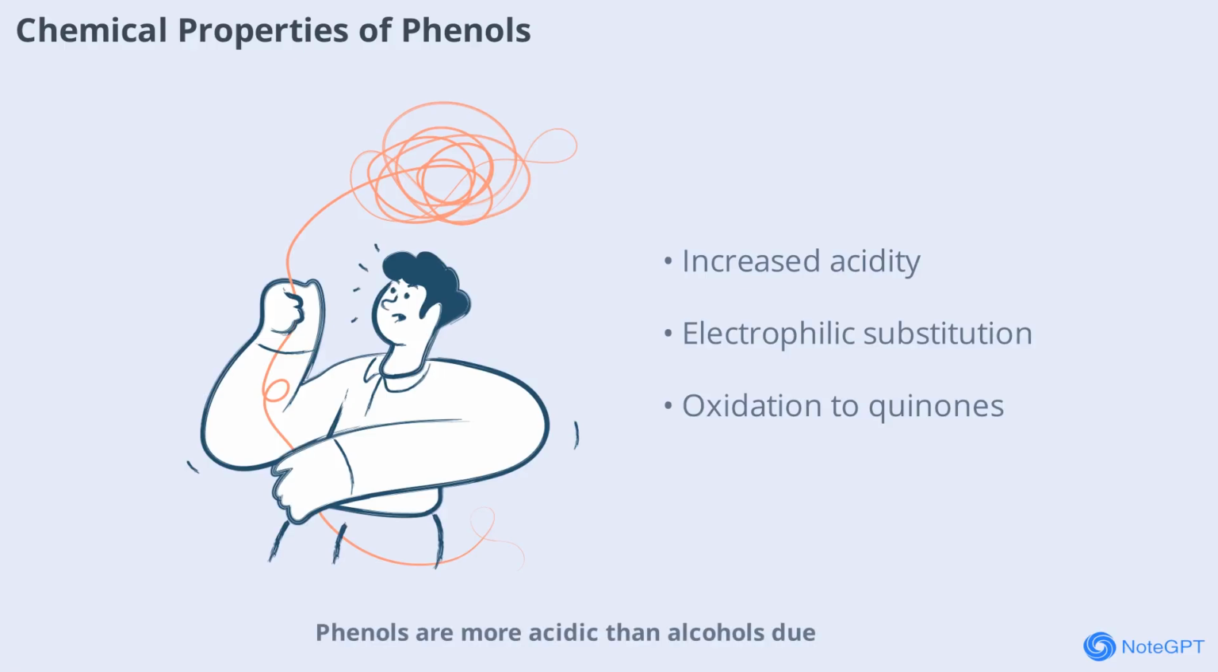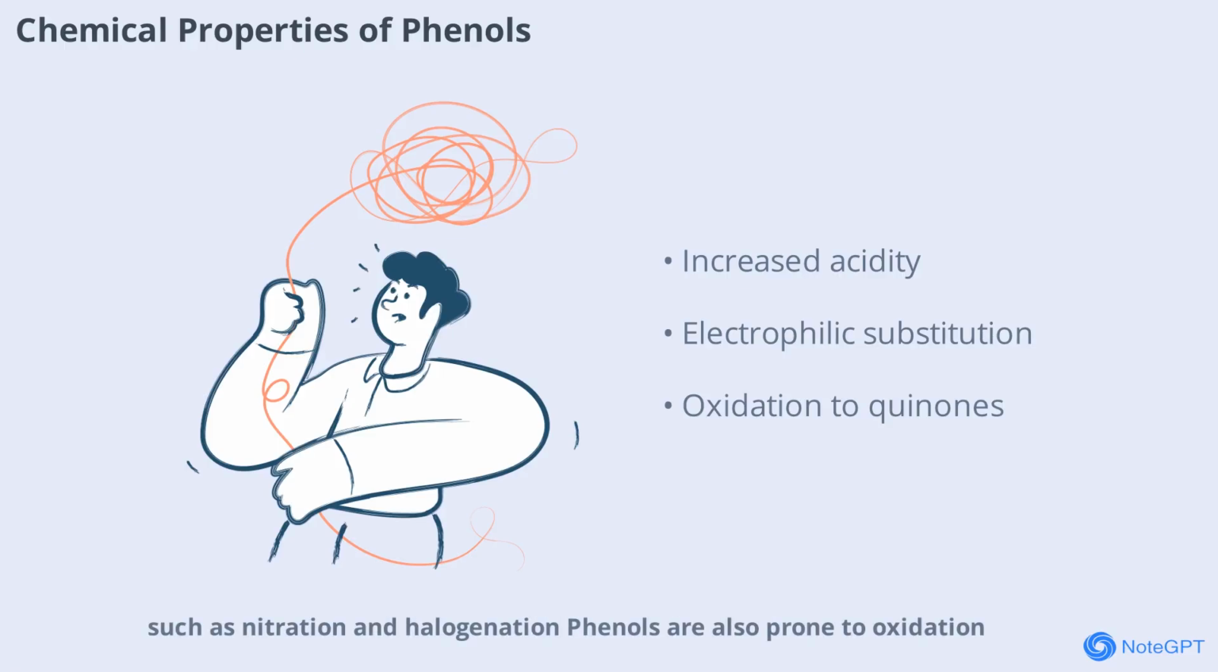Phenols are more acidic than alcohols due to the resonance stabilization of their conjugate base. They react with bases to form phenoxide ions and can undergo electrophilic aromatic substitution reactions, such as nitration and halogenation. Phenols are also prone to oxidation, forming quinones. These chemical properties make phenols valuable in the synthesis of pharmaceuticals, dyes, and polymers.